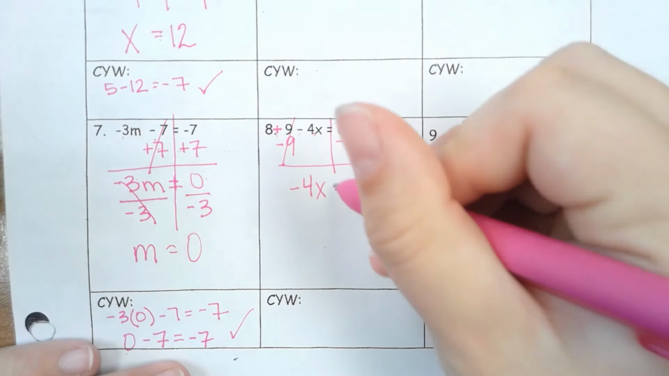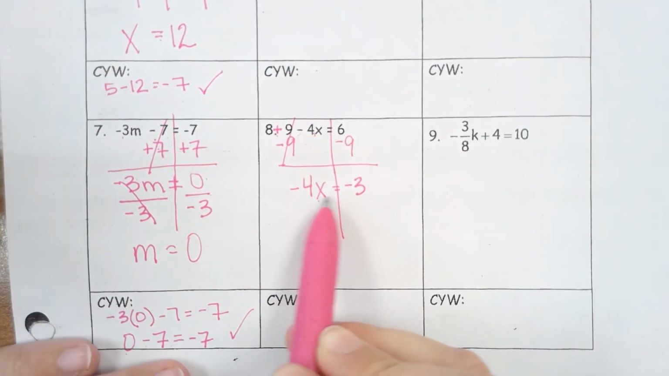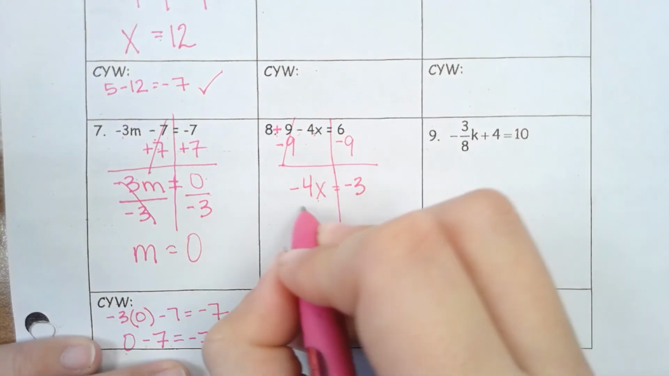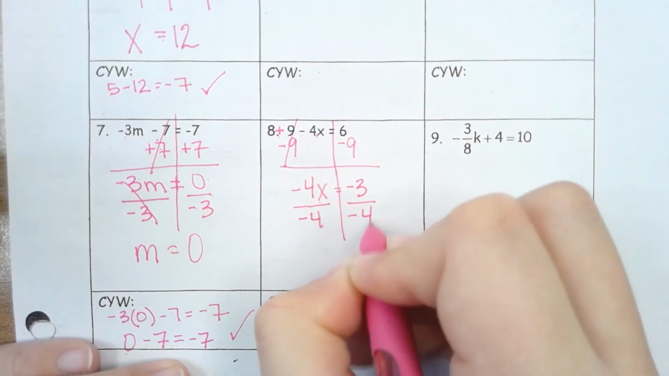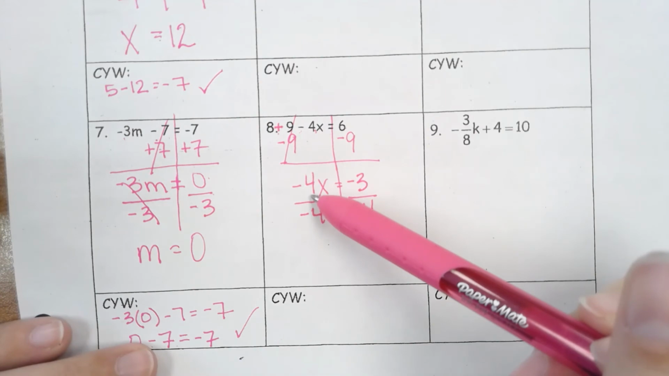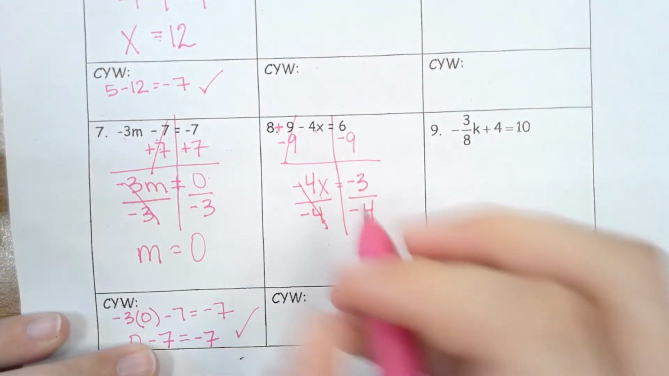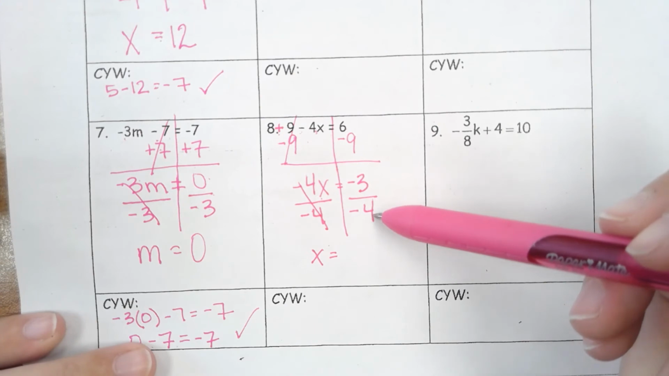Alright, and then our last step to get x by itself, we need to move this negative 4. So since the negative 4 and the x are multiplying, the opposite of multiplying is to divide. So I do want to divide by negative 4 on both sides. Alright, so my negative 4's cancel. I'm left with x equals, and then negative 3 divided by negative 4.